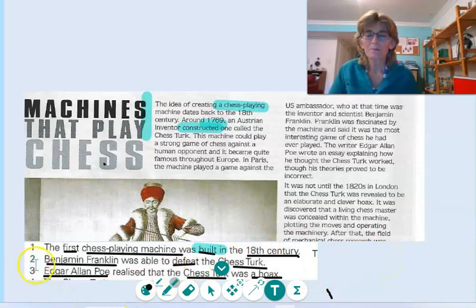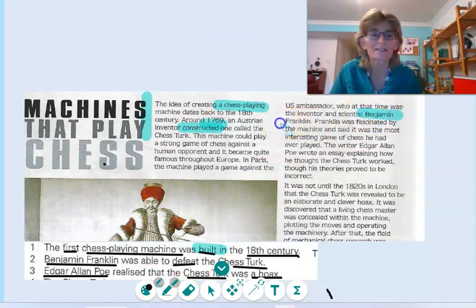Let's look at number 2. Benjamin Franklin was able to defeat the chess Turk. Now, you don't have time to read the whole text, so scan over the text, see if you can find the name Benjamin Franklin, and because names are quite easy to find because they're in capital letters, I can see it there and I can see him mentioned here. So I'm going to go back to the beginning of this sentence here, and I'm going to read this because I know this mentions Benjamin Franklin.